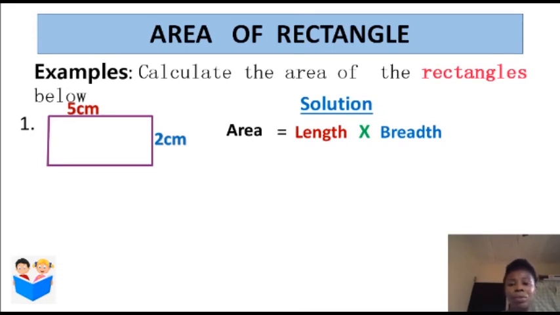Now, what part of this rectangle is the length and what is the measurement? We have the size as 5 centimeters. You can see the part that is length. The other side is breadth. Now, let's write the numbers instead of writing length again. So the next step, area equal to length, which is 5 centimeters, times breadth, which is 2 centimeters. 5 centimeters times 2 centimeters.